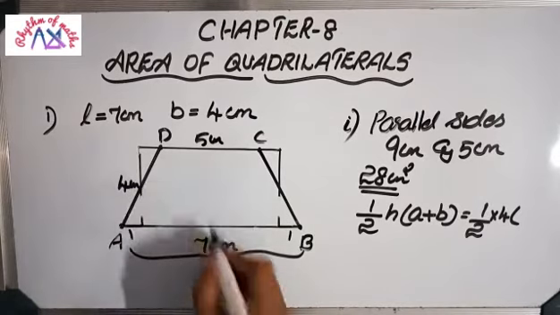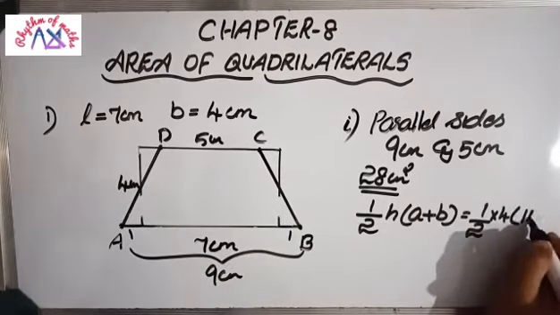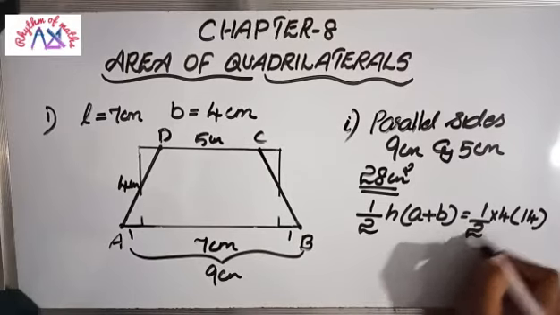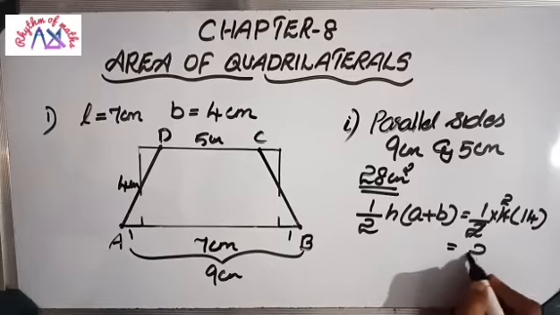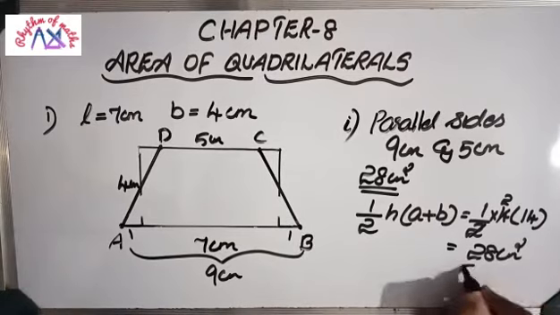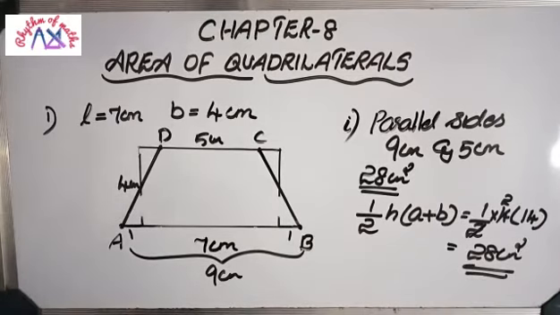Upper side is 5. So 9 plus 5, 14. Okay. Now here 4 and 2 we can cancel, that is 2. So 14 into 2 is 28 centimeter square. The same area we will get for this trapezium also because height is same. That's why. Okay. So this is first sub question answer.